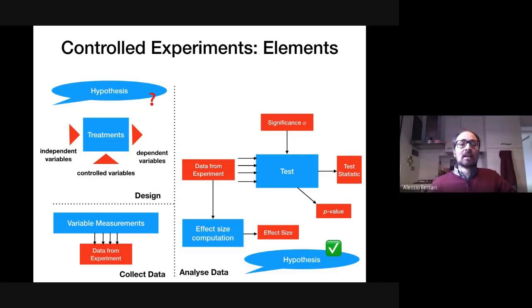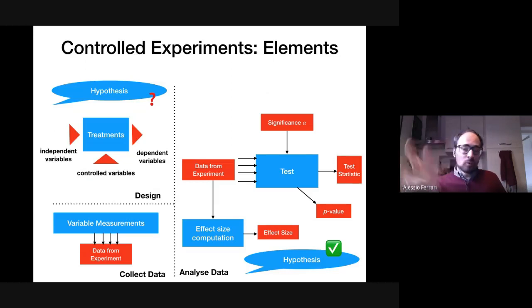Okay. Then you collect the data, so you measure the variables that you have defined, and you have all your data from the experiment. The experiment takes place after you designed it, and afterwards you have a lot of data and you have to analyze it. So in the rest of the picture, you have all the concepts that are needed to analyze the data. In controlled experiments, analyzing the data most of the time means doing hypothesis testing, so quantitative tests of the hypothesis according to some statistical tests.